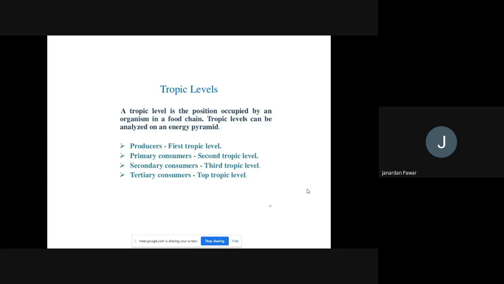So names are given like this. For producers, we call it first trophic level. For primary consumers, second trophic level. For secondary consumers, third trophic level. And for the last one, that is tertiary consumers, we call it top trophic level. So these are the trophic levels. I think you guys have to remember this. It may be asked in the objective questions.